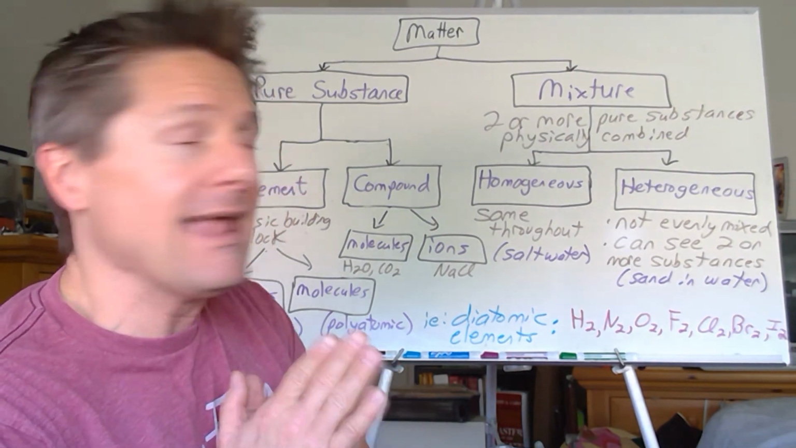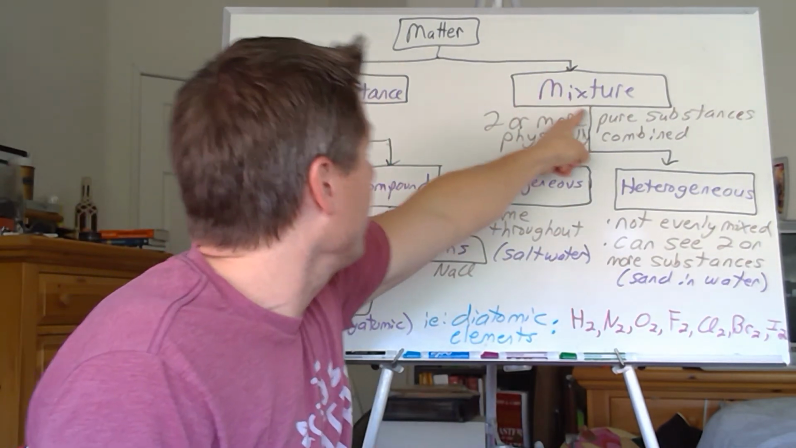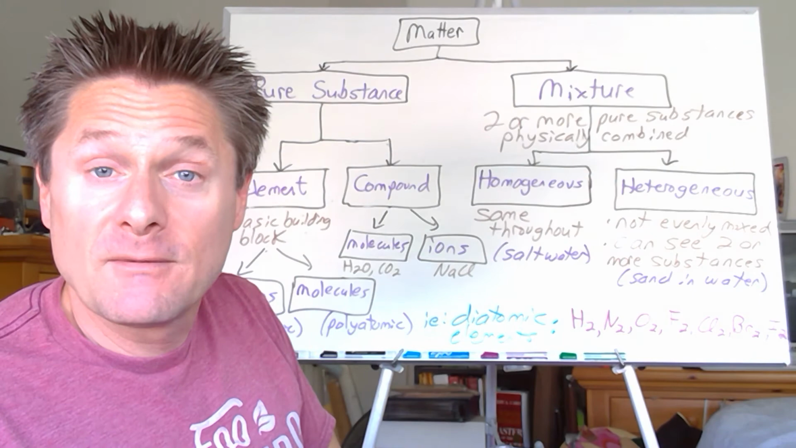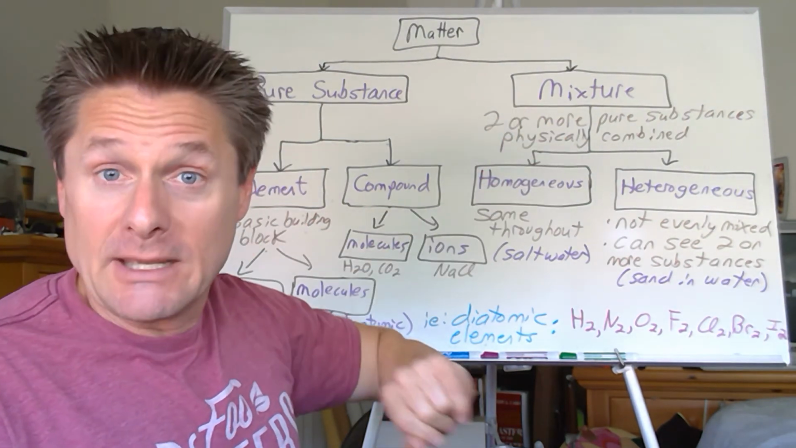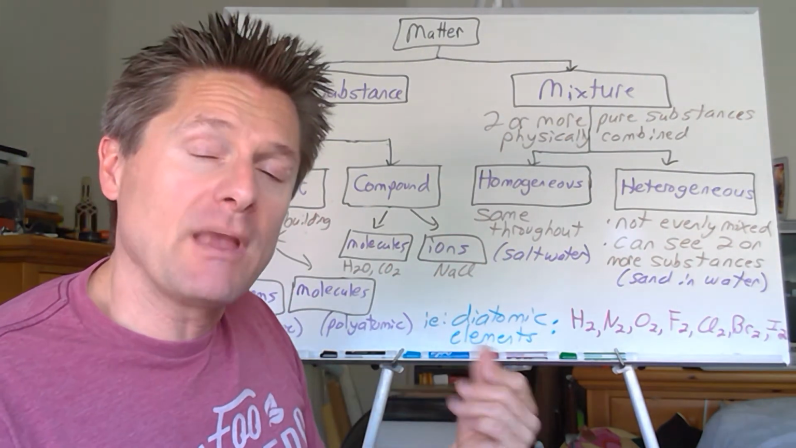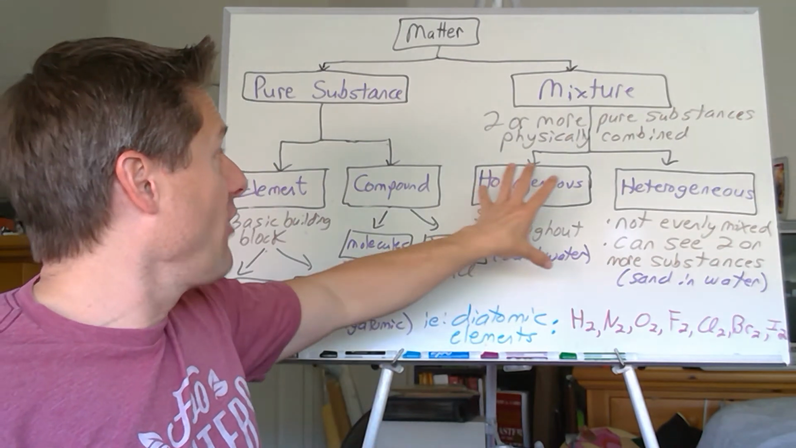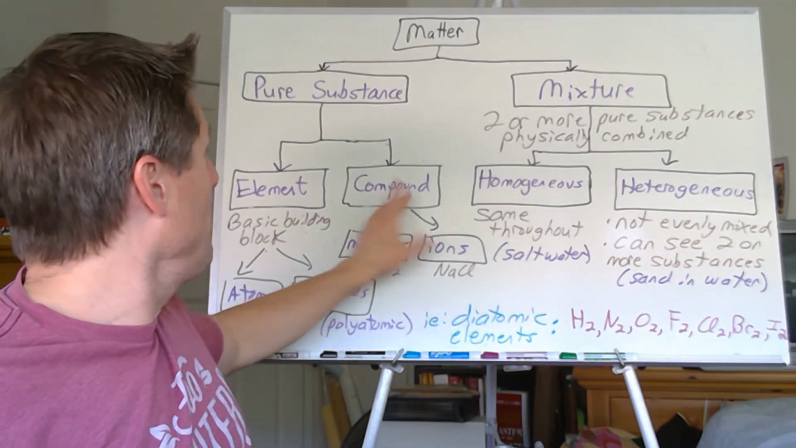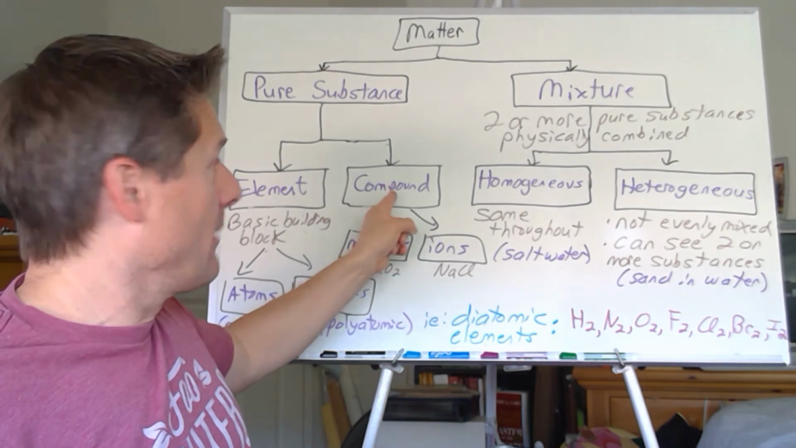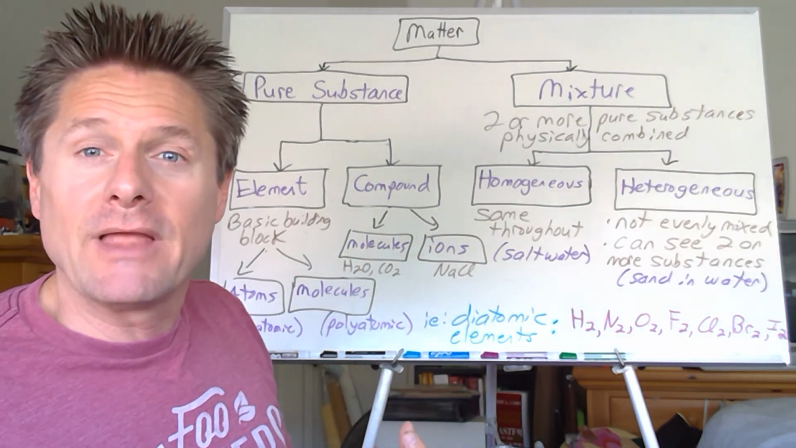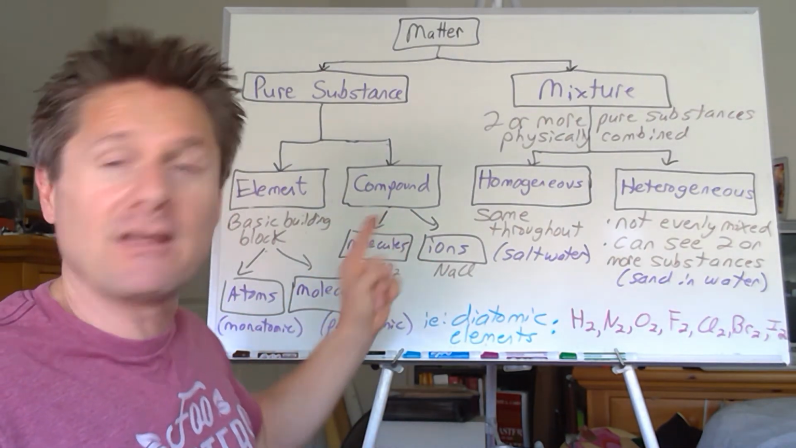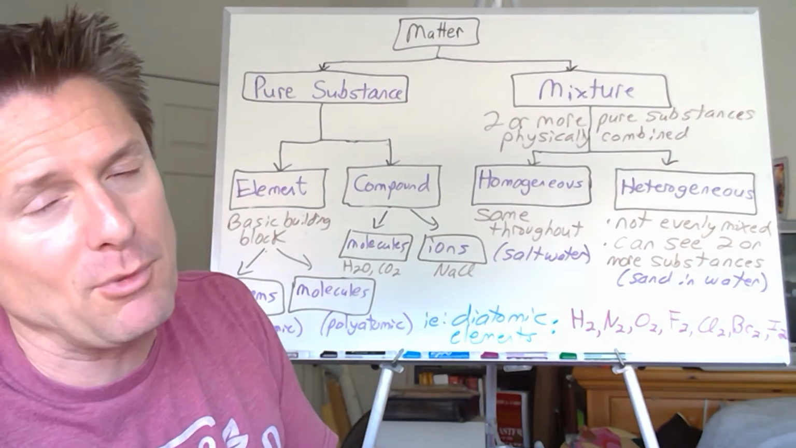So what we're going to do in the next video is talk about how we get from mixtures to pure substances, because those are physically combined. So we're going to need a physical separation technique. And if we want to get from compounds to elements, if we want to break down a compound into its individual elemental components, well, those are chemically combined, so I'm going to need a chemical separation technique.